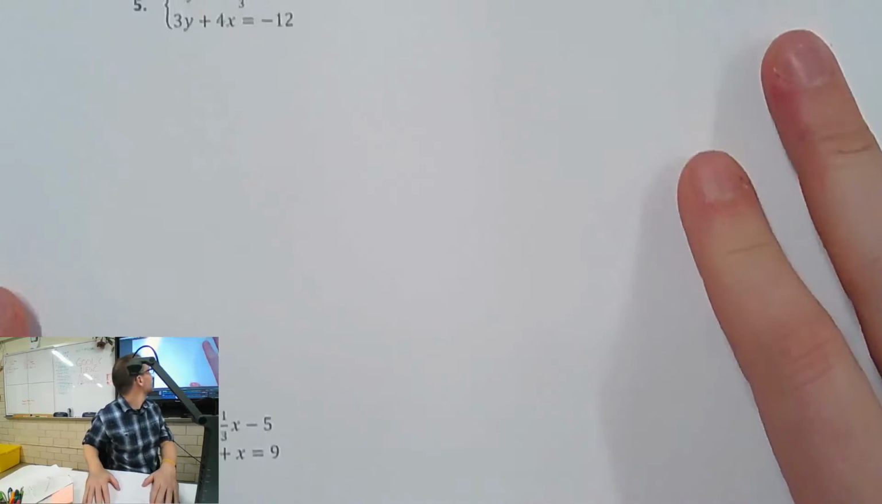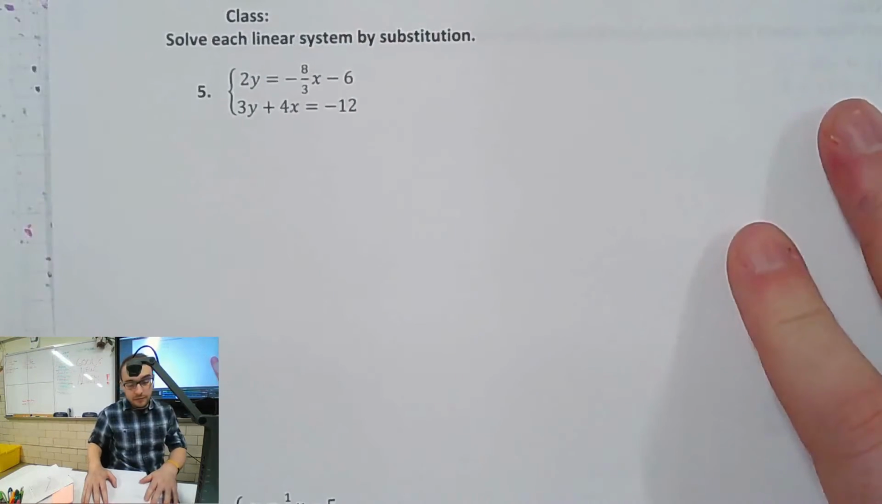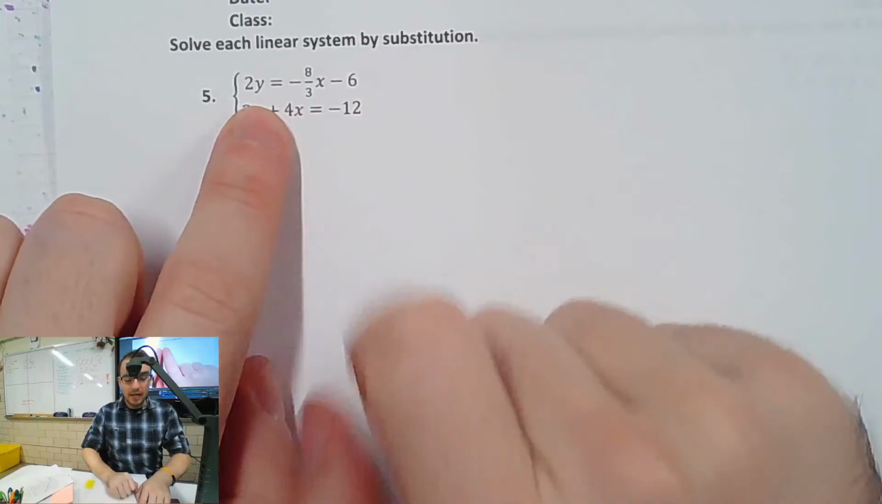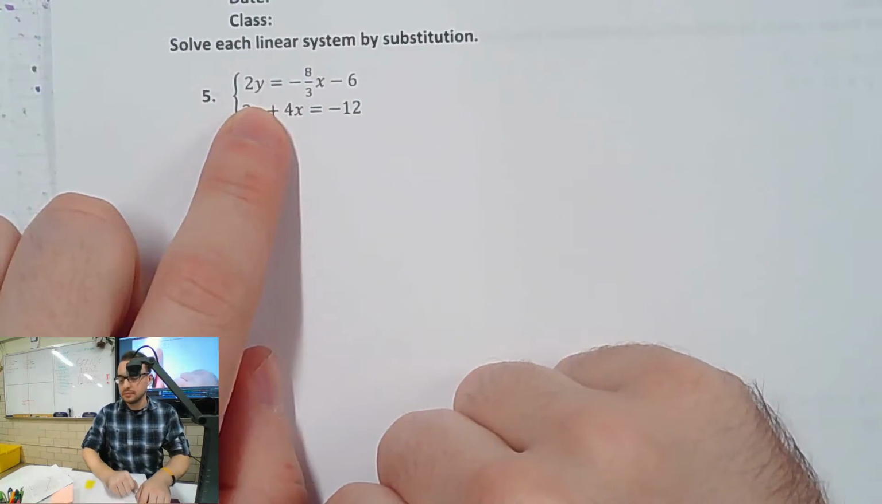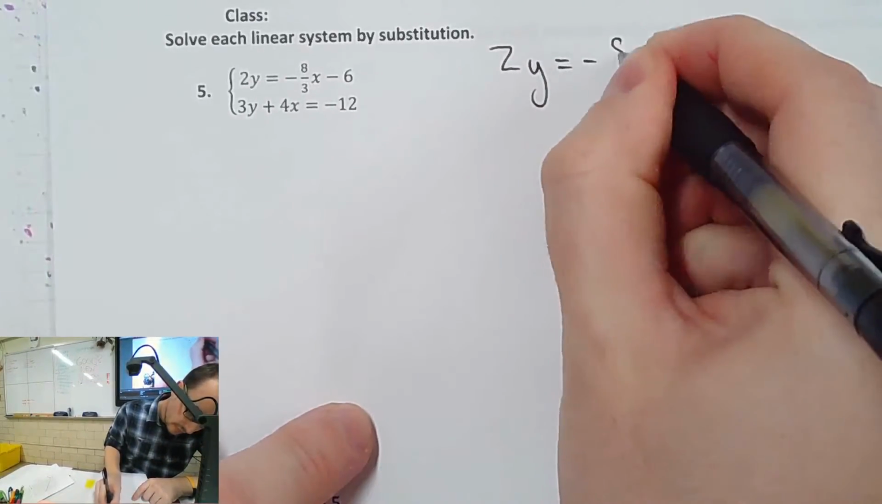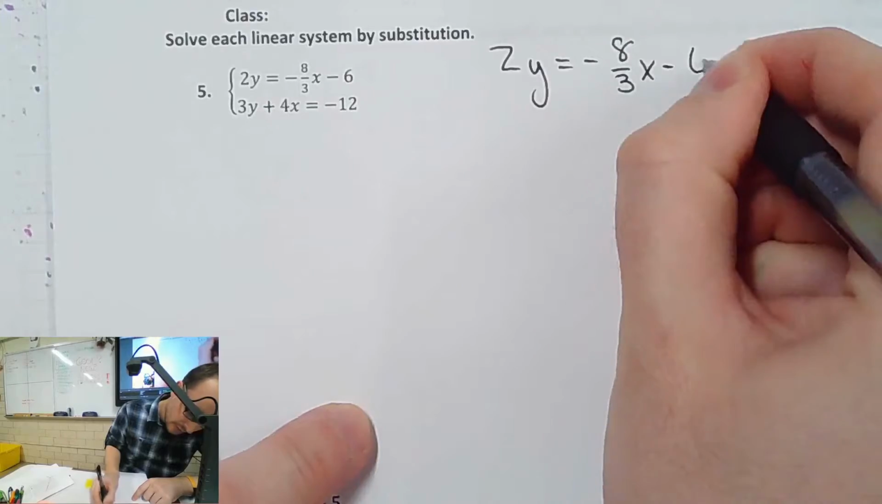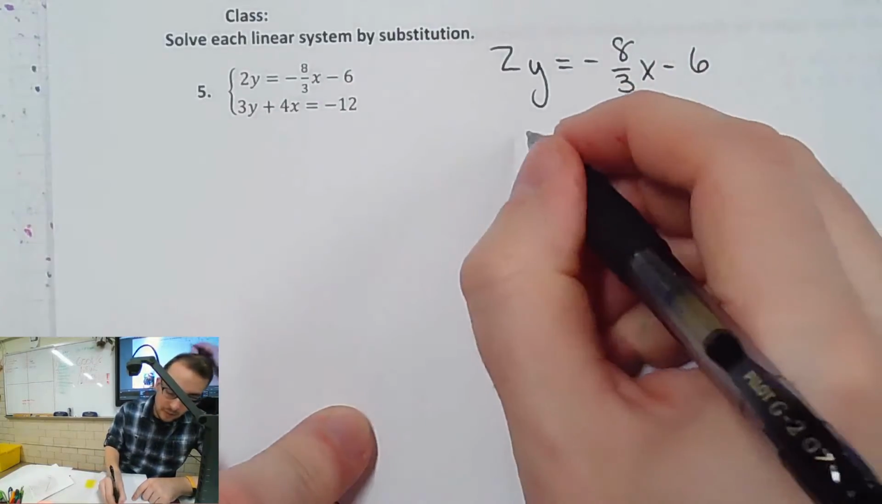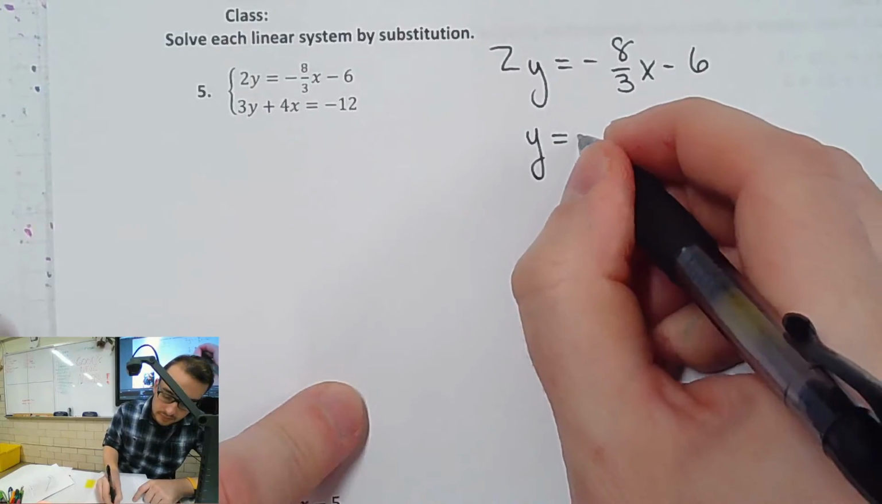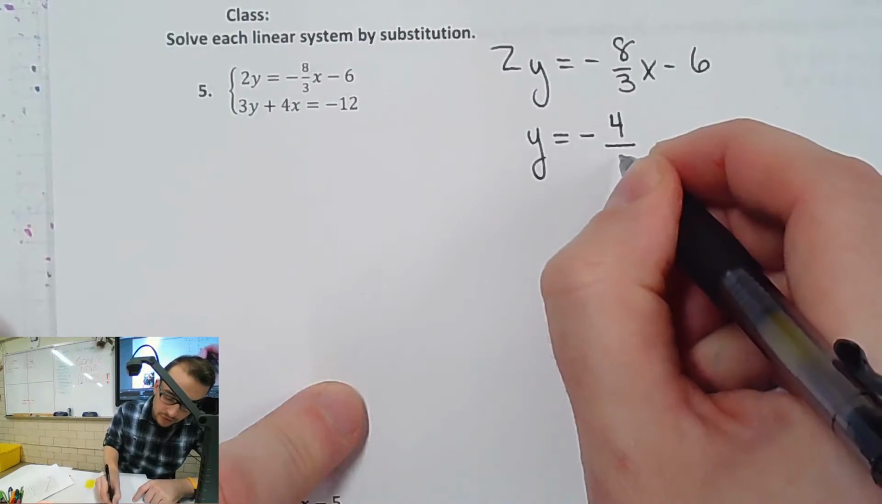Solve each system by substitution. This is Nevaeh's method. Substitution is, all right, we need to get a variable on its own, right? And then switch it out. So if I look at the top one, y is nearly on its own, isn't it? Divided by 2. All we have to do is take this equation and divide everything by 2 to get y on its own. So I get y equals, what's negative 8/3 divided by 2? Negative 4/3.